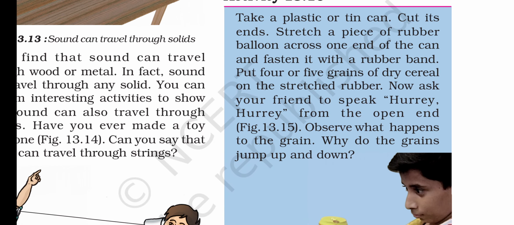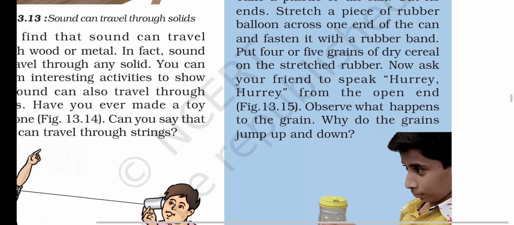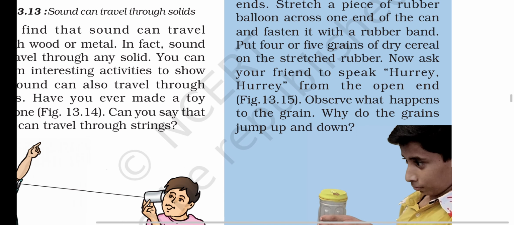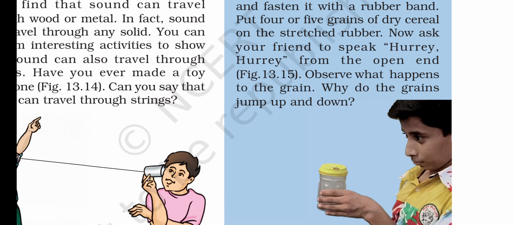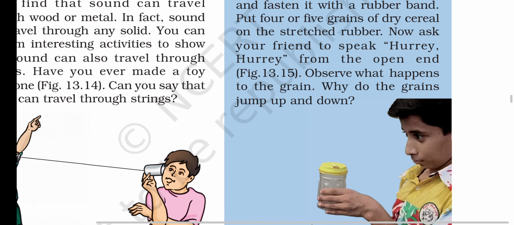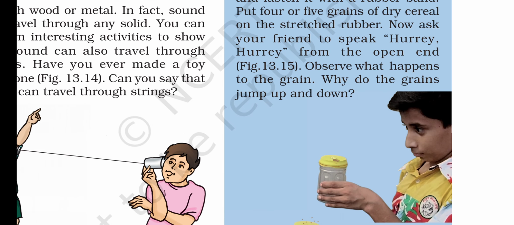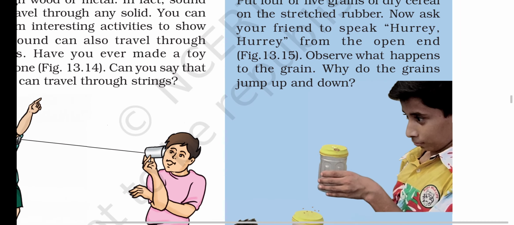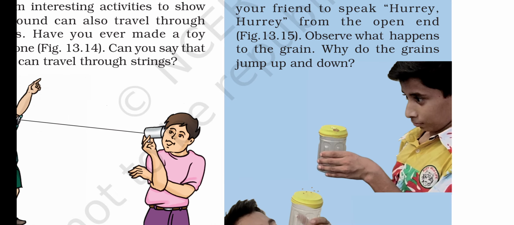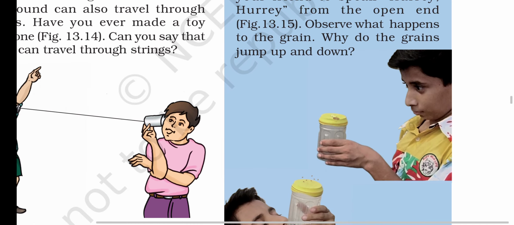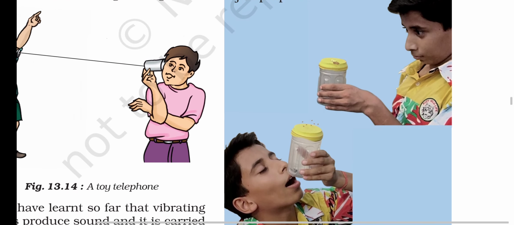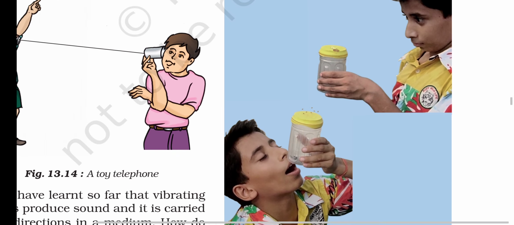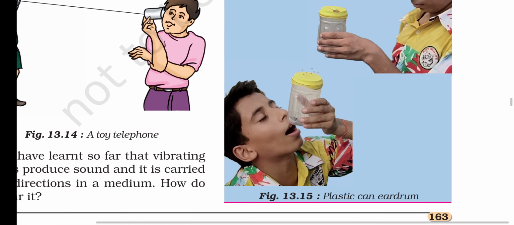Take a plastic or a tin can, cut its end, stretch a piece of rubber balloon across one end of the can and fasten it with a rubber band. Put 4 or 5 grains of dry cereal on the stretched rubber. Now ask your friend to speak "hooray, hooray" from the open end and observe what happens to the grains. Why do the grains jump up and down? It is only due to the vibrations of the rubber, right?